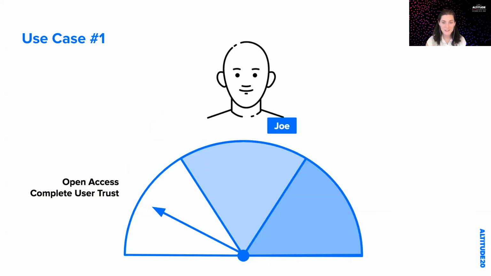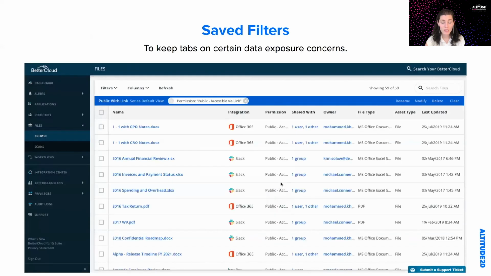First up is our friend from before, Joe. Joe's company falls in the segment of open access and complete user trust. He doesn't want to tell end users what to do, but he needs to know which files are shared externally in order to keep tabs on suspicious behavior. Joe can create a saved filter to keep tabs on certain data exposure concerns.